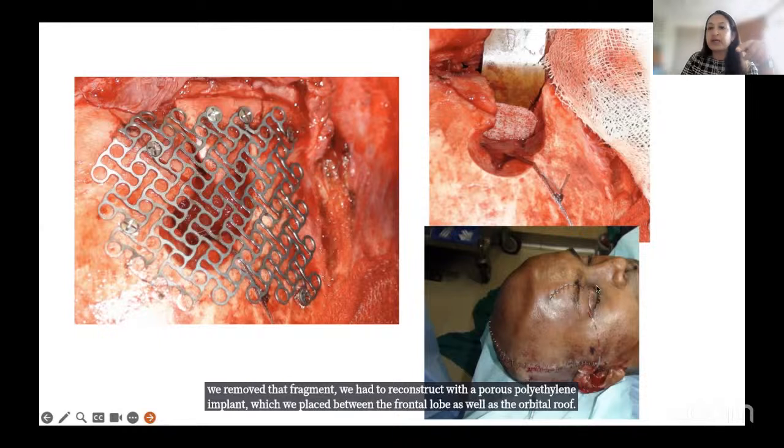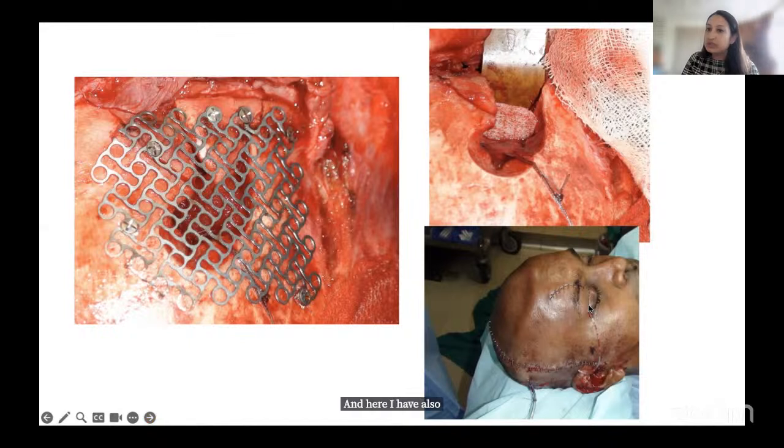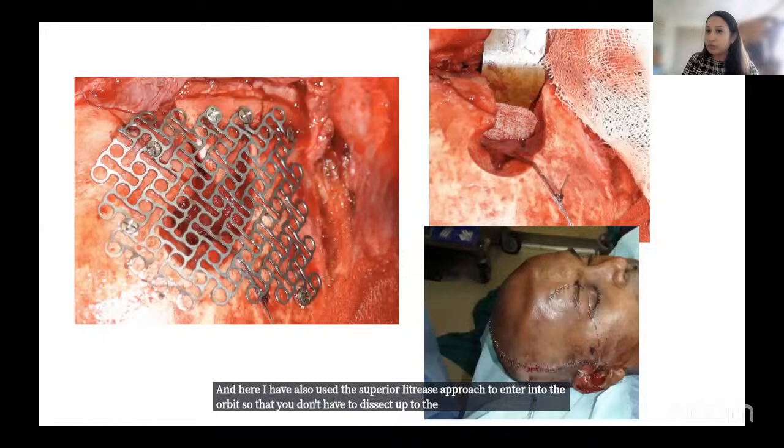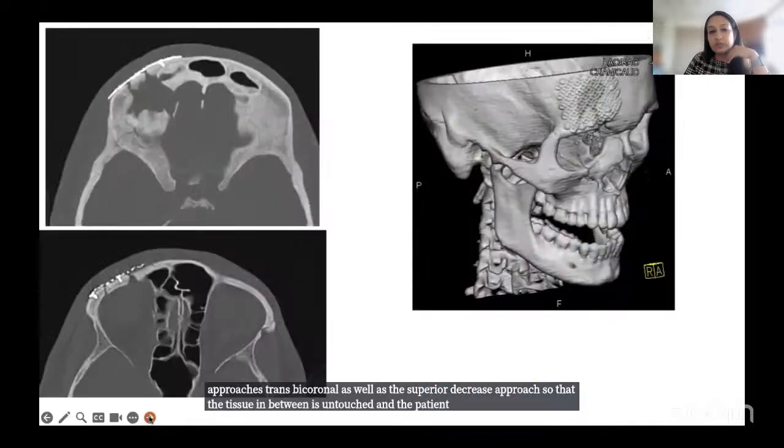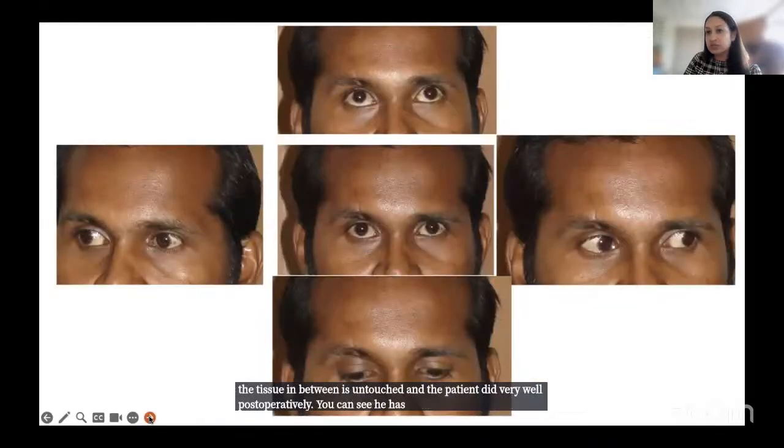And here I have also used a superior lid crease approach to enter into the orbit so that you don't have to dissect up to the mid-orbit from the neurosurgery side. This was a very nice advancement that we did. We do both the approaches, trans bicoronal as well as a superior lid crease approach, so that the tissue in between is untouched. And the patient did very well post-operatively. You can see he has no ptosis and his eyeball position is also corrected and there was no diplopia.